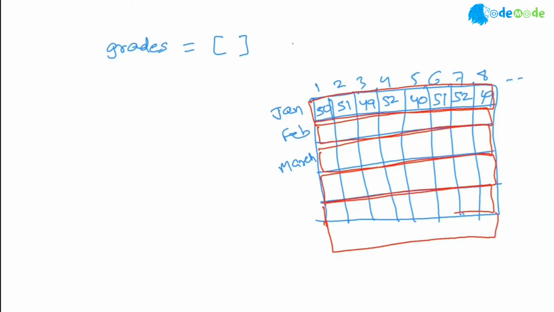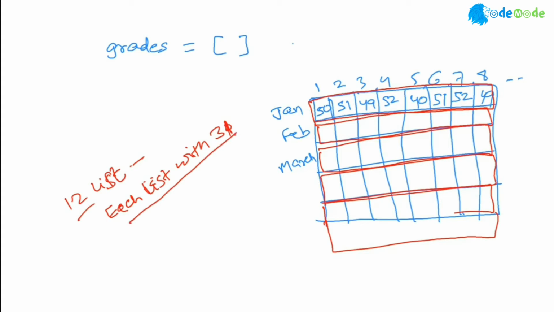So 12 lists, each list with 30 or 31 entries, I would say. Correct? One entry may be empty, but in general, you have 31 days maximum. So this is how you will create 12 lists. So we are basically saying we'll create a list of lists. And that is what we call it. That this table is two-dimensional, right? One dimension is date, second dimension is month.